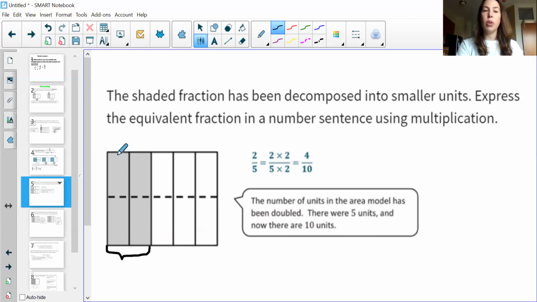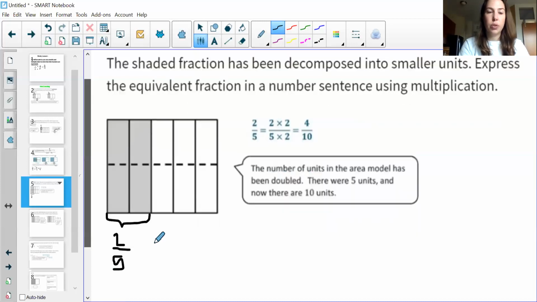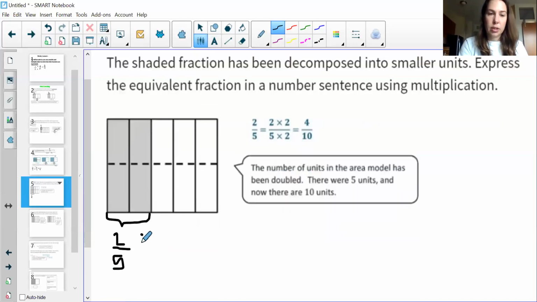So we have 1, 2, 3, 4, 5 pieces total. So that's our denominator. It's fifths. And 2 of them are shaded. So my fraction is 2/5. Then you look at, well, how many rows did they make when they decomposed? They drew 1 dotted line through the middle, making 2 rows. So we know that we're multiplying times 2/2.